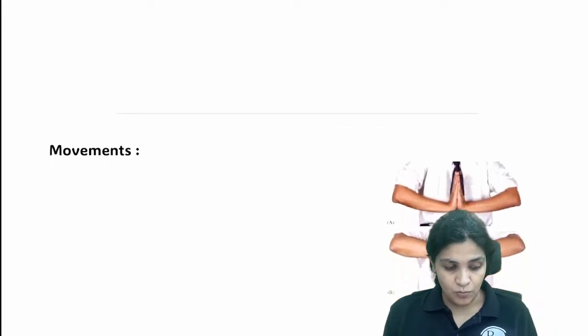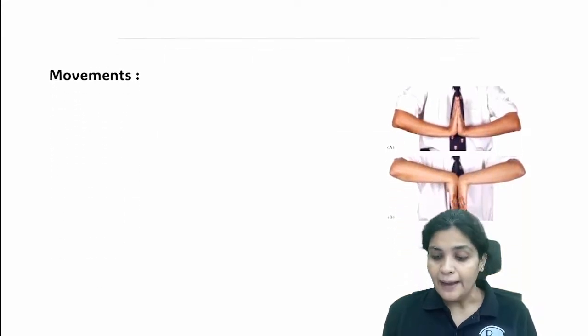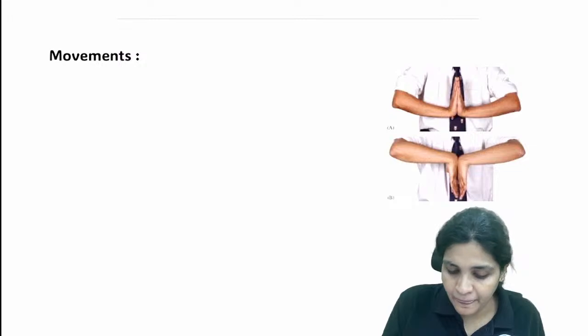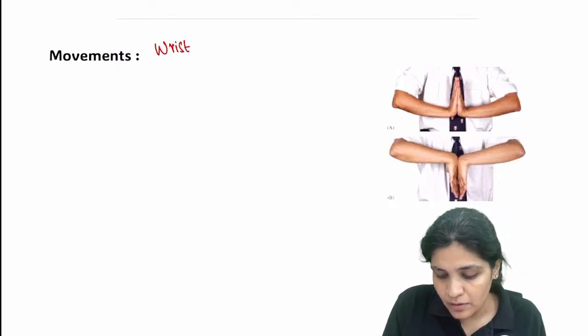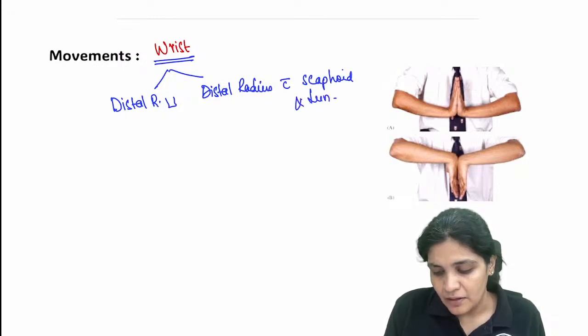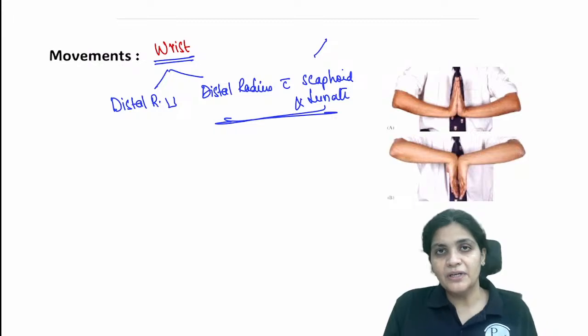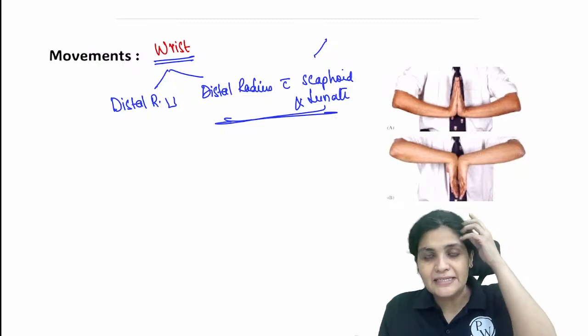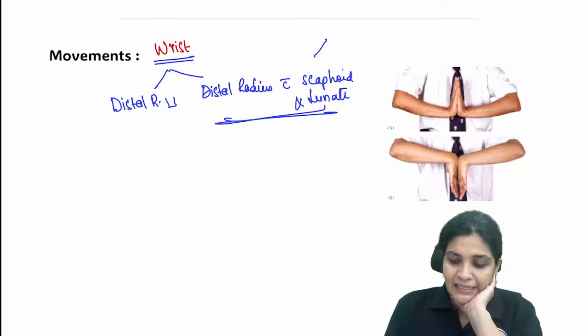Then after the palpation, the important thing you have to look for is the movement. So wrist movements. As you all know, the wrist joint is mainly between the distal end of the radius and the scaphoid, with some part of the lunate, and then there is the distal radioulnar joint.